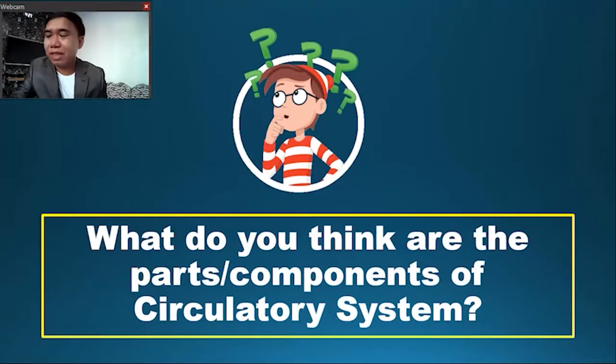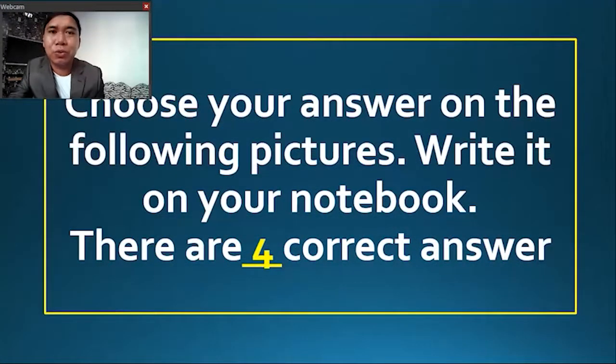Now, get again your notebook and your ball pen. I want you to write a term that will describe a part of the circulatory system. I will help you to do that, because there are choices for you to have a correct answer. You're going to pick the best answer that you think is part of the circulatory system. There are only four correct answers. Are you ready? You must be ready. Okay, let's start.